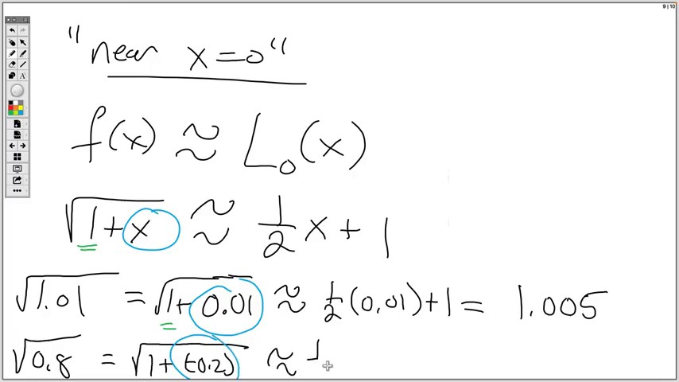So that's approximately equal to 1/2 times negative 0.2 plus 1. And once again, you can do this one in your head. That's going to be what when it's all said and done? 0.9. Okay, and you can check to see how close that is. All right. Any questions? Make sense or not, folks?